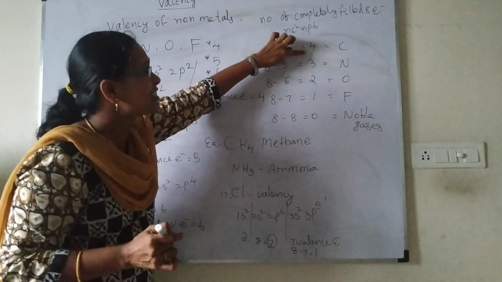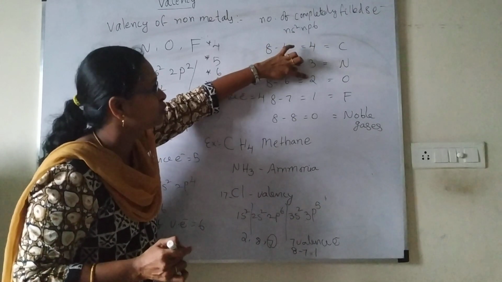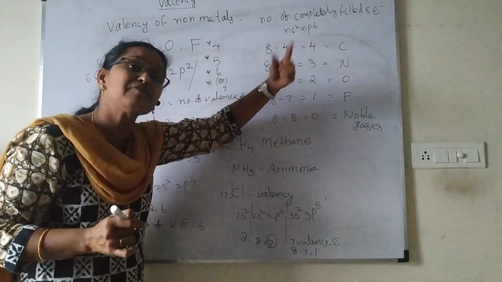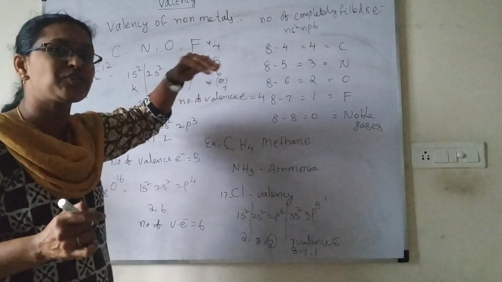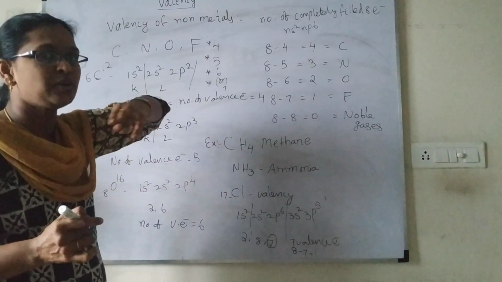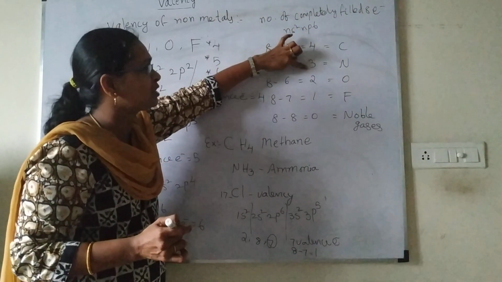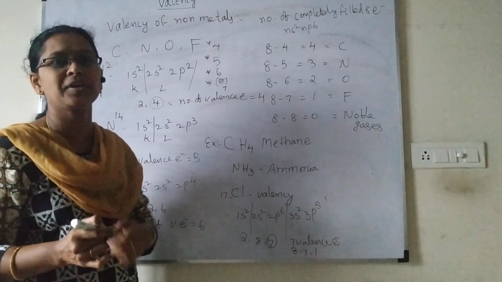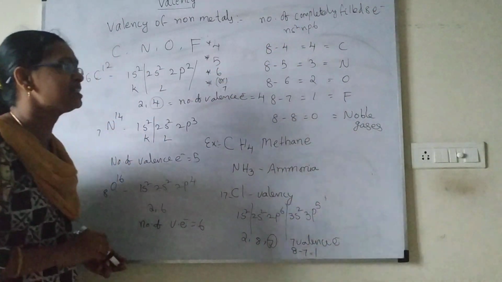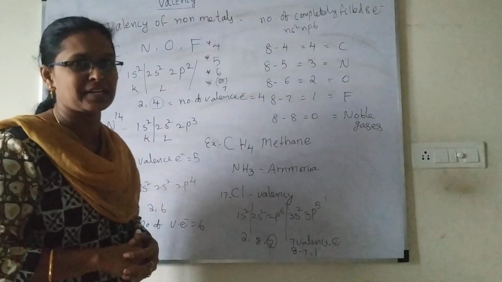See now here, descending order is coming: 4, 3, 2, 1, 0. But in case of metals, ascending order: 1, 2, 3, 4 like that. 4 is not there usually, 1, 2, 3 only we will say. So 1, 2, 3, after that 4, 3, 2, 1, 0. Okay, so descending order. So like this you can easily remember the valency concept.